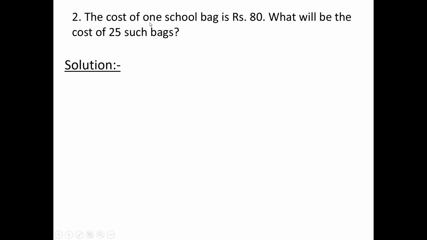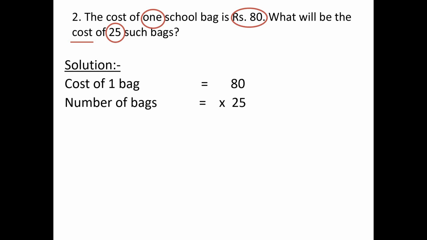Next is the cost of one school bag is 80. What will be the cost of 25 such bags? So one school bag costs us 80. What will be the cost of 25 bags? So always remember, whenever you are given a number about one thing and you have to find about multiple things or many things, you have to always multiply. So now here cost of one bag is 80, number of bags is 25.